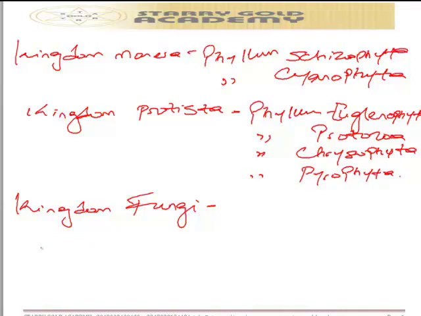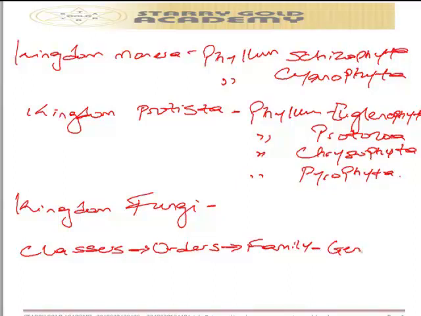Alright, so these phylums are further divided into classes, and these classes are further divided into orders. And these orders into family, into genus and species. So that is that about the binomial system of naming organisms.